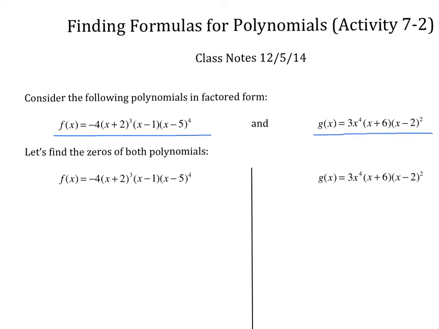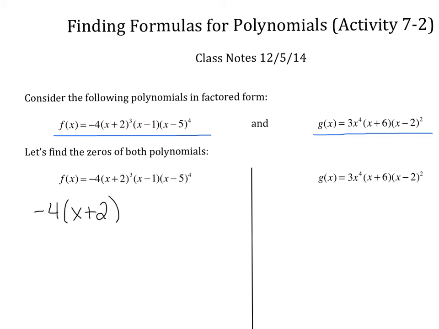All right, and so just to start, let's find the zeros of both polynomials. We know that zeros are all the places where the function equals 0, right? Our x-intercepts, where your y-coordinate is 0. So what this requires is that we set the function equal to 0, let it output 0. So here we go.